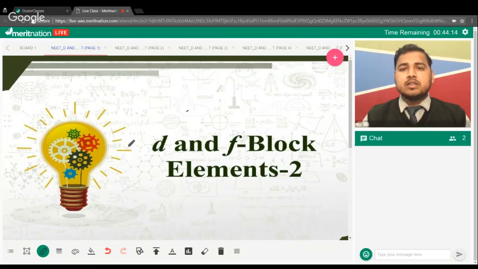In this session, in the previous session of D and F block elements, we talked about so many things about the transition elements related to the D subshell, or D block elements. In this session we are going to talk about questions from the lanthanides and actinides, and what kind of questions are usually asked in the NEET examination, because both of these portions are important. It doesn't mean that you only prepare the D block elements; you are also preparing the F block elements. So you have to prepare both of these.